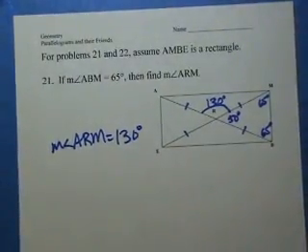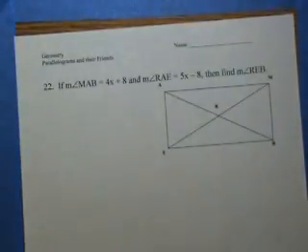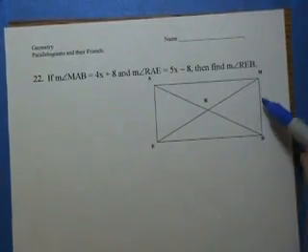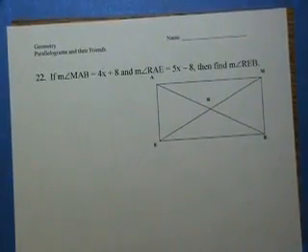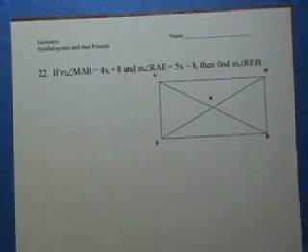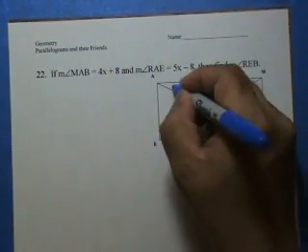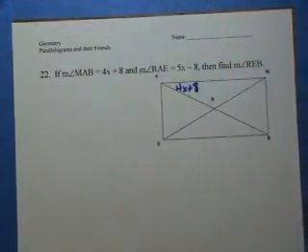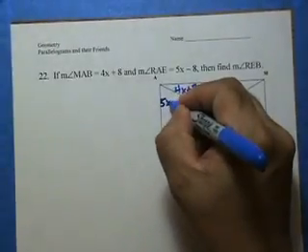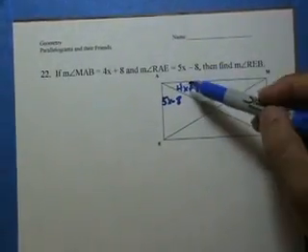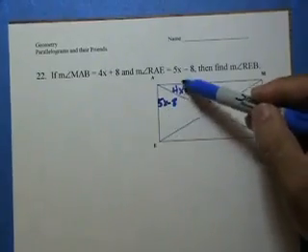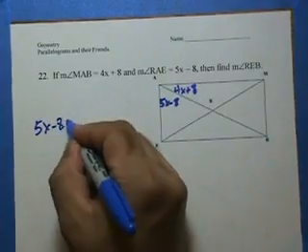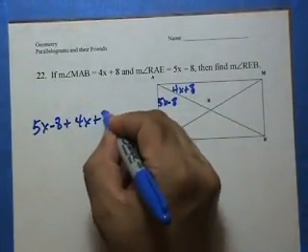Okay. Last problem, 22. We're assuming again that AMBE is a rectangle. The measure of angle MAB is 4x plus 8. That's up here. And we have RAE is 5x minus 8. That's right next to it. Remember, the angles of a rectangle are right angles, or 90 degrees. So these 2 have to add up to 90. So it's 5x minus 8 plus 4x plus 8 equals 90.